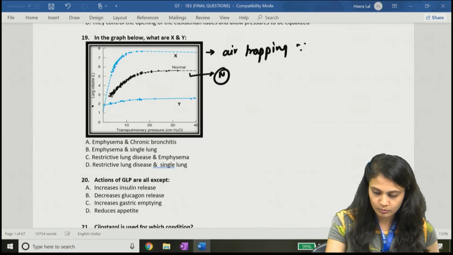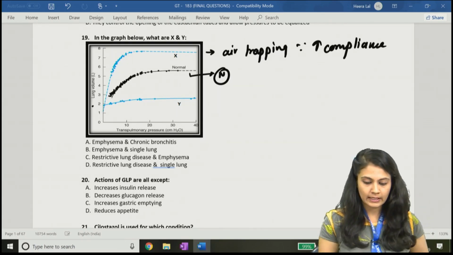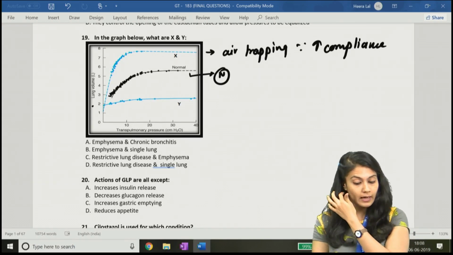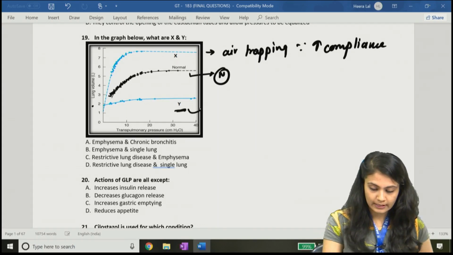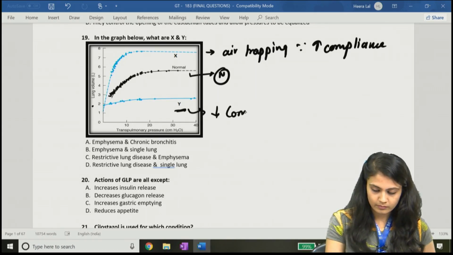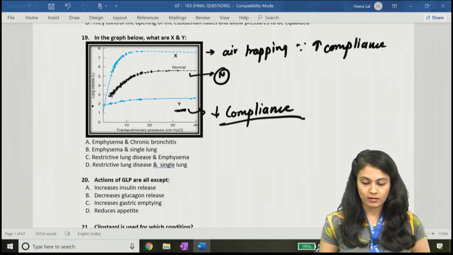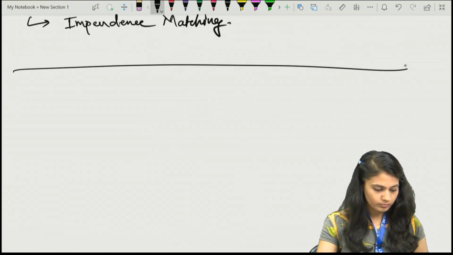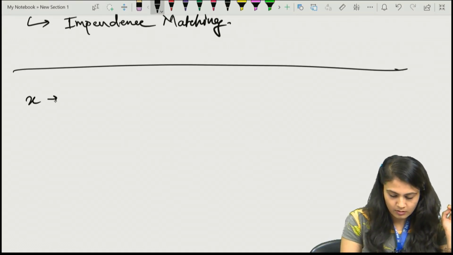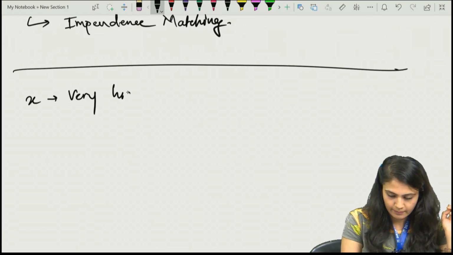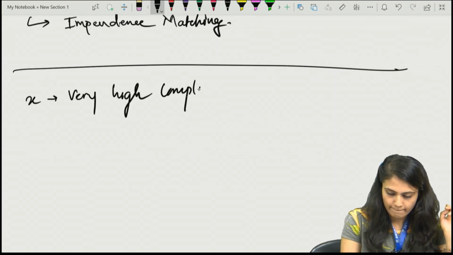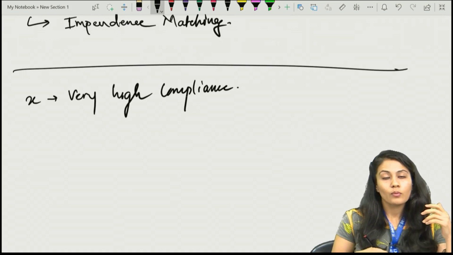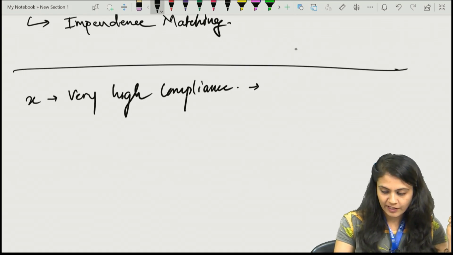Why? Because of increased compliance in the lung. And in Y, there is decreased compliance, so the lung volume over there is lesser. If we have to write it down, in X there is very high compliance. In which condition does it occur? It occurs mainly in emphysema.